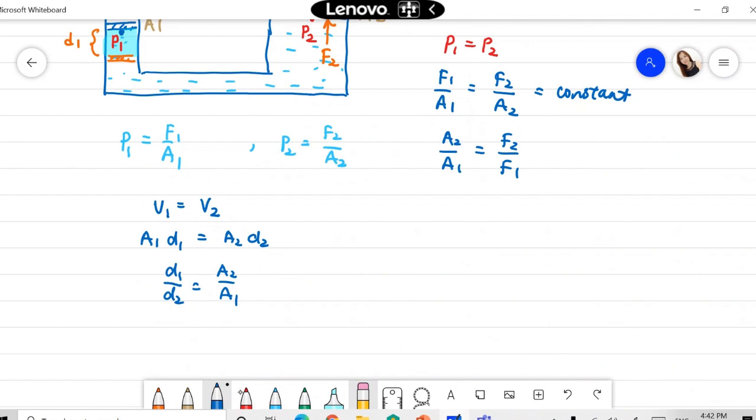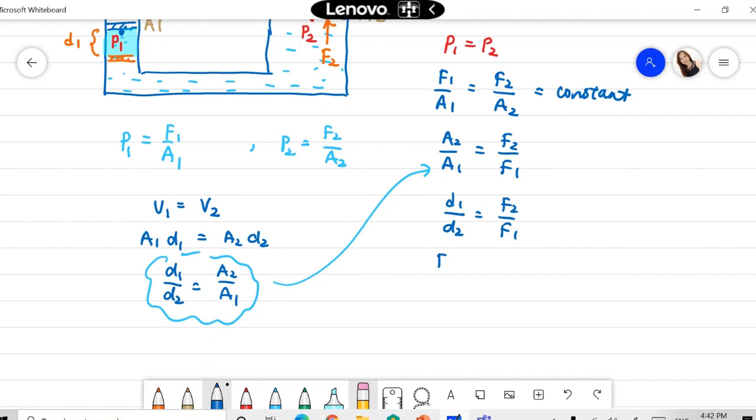So A2 over A1 is equal to D1 over D2. So I substitute inside here, and eventually you will get D1 over D2 is equal to F2 over F1, or F1 D1 is equal to F2 D2. So you have to remember this relation.